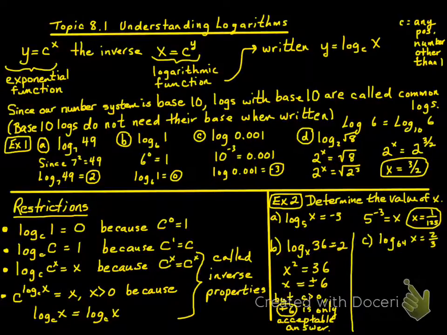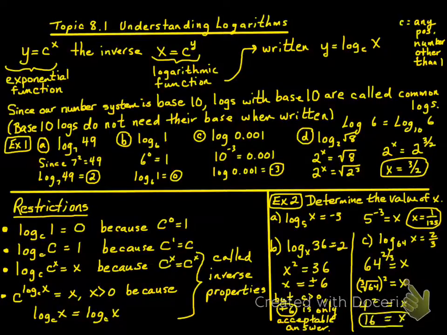Part C. The log base 64 of x is equal to 2/3. So what we're going to write is that 64 to the power of 2/3 is equal to x. Now that's the same as the cube root of 64 squared is equal to x. The cube root of 64 is 4, so 4 squared is x, and x will equal 16.